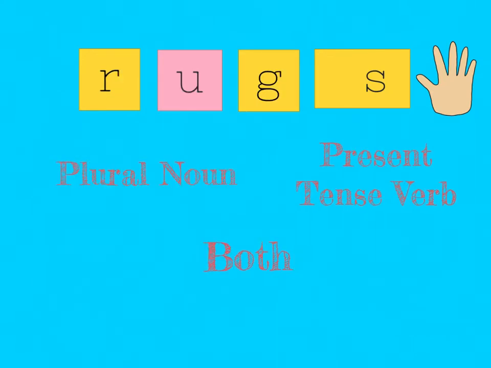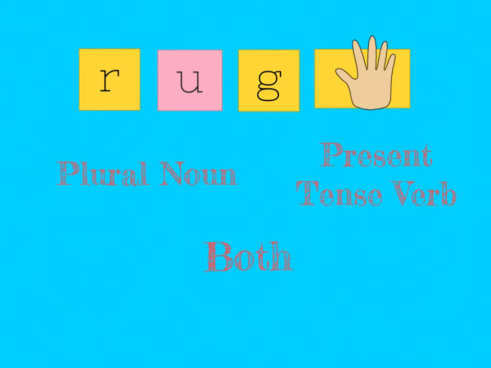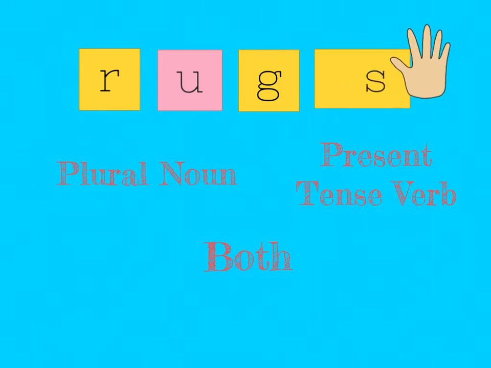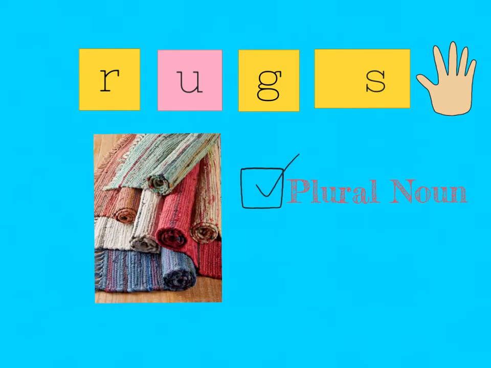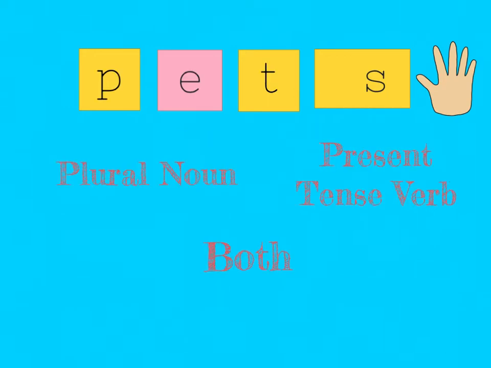Here's your next one. Cover up your suffix S. Let's tap the base word. R-U-G, rug. With our suffix, the word is rugs. What do you think? Plural noun, present tense verb, or could it be both? You guessed it, it's a plural noun. Look at all of the rugs in the picture.